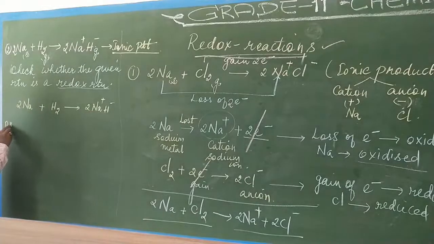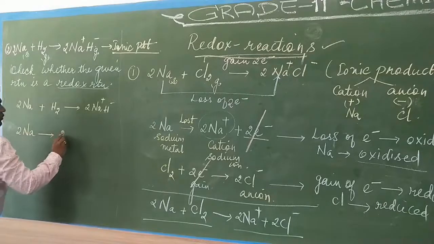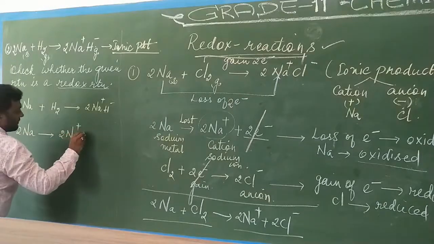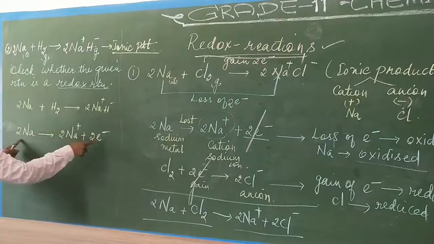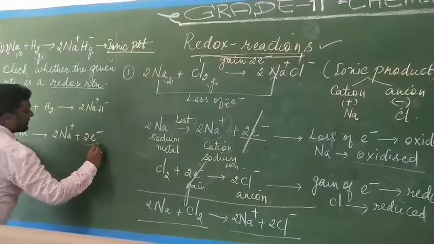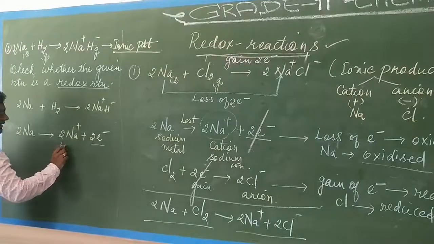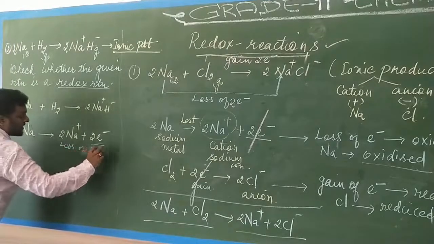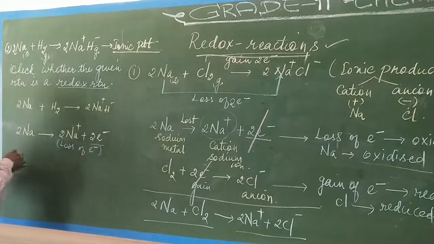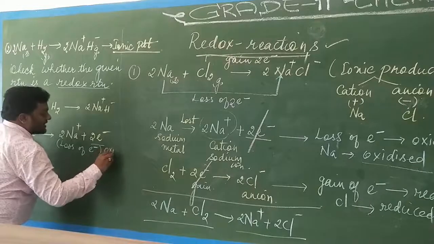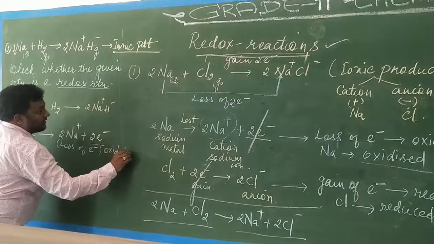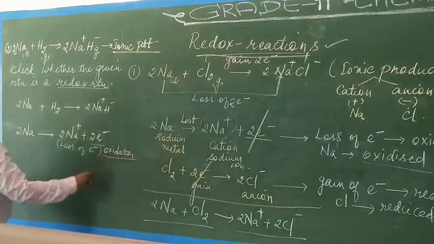Now what is the condition here? First we will go for oxidation. We will take this sodium, that is 2Na becomes 2Na+ + 2e-. First condition. So here what has happened? Two electrons have been lost. So here the loss of electrons has taken place. When there is a loss of electrons, that indicates the reaction is an oxidation reaction.